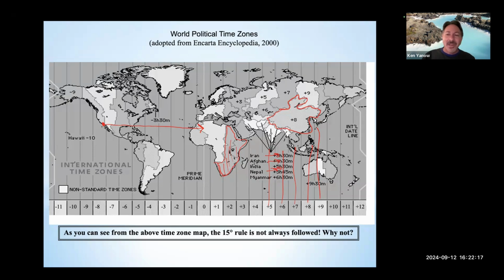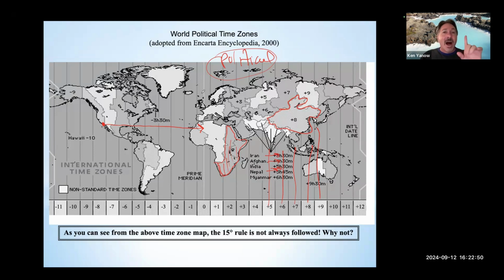The simple answer is this is politics for you. This is a political world time zone map. It's not a solar world time zone map. The solar map is going to be exclusively based on the 15-degree rule. The political map gets a little bit quirky. For us and our purposes, whenever I ask you to solve a time zone problem, it's going to be using the 15-degree rule. Okay? Anybody have any questions on this stuff at all?